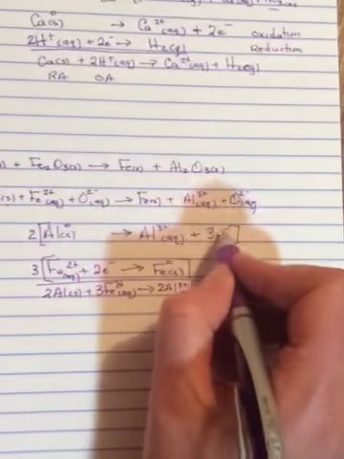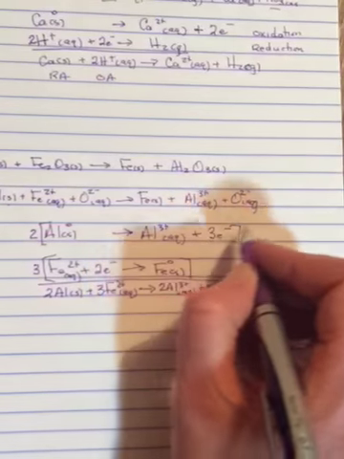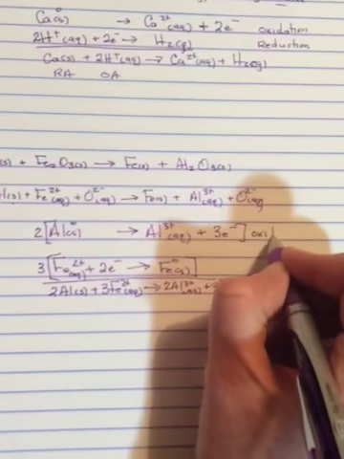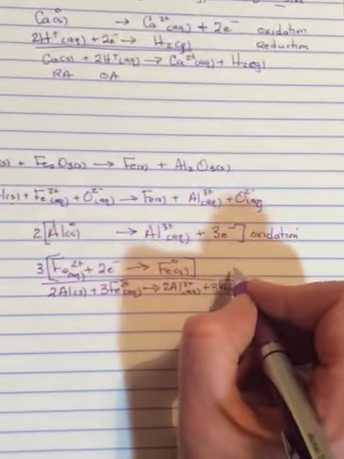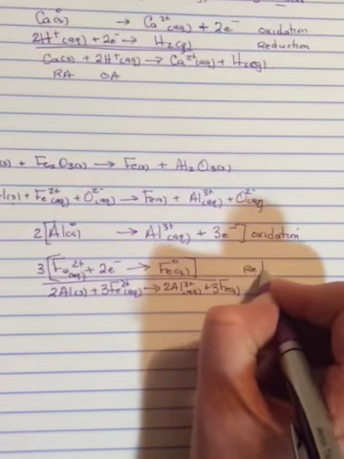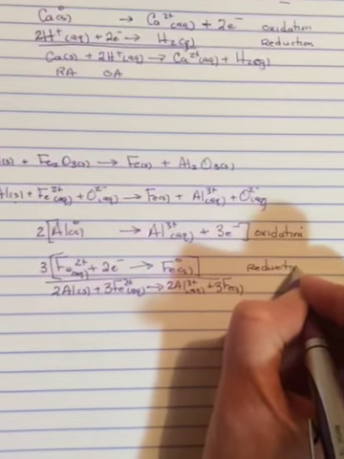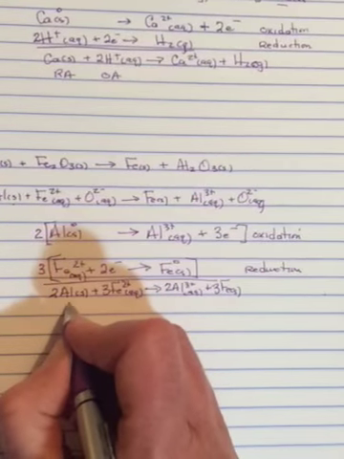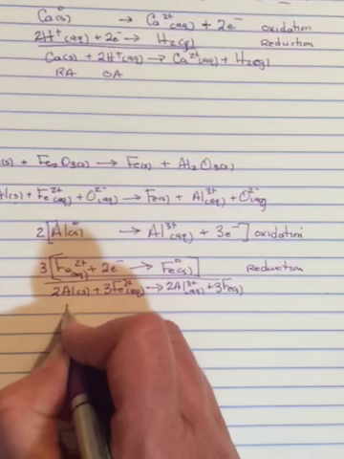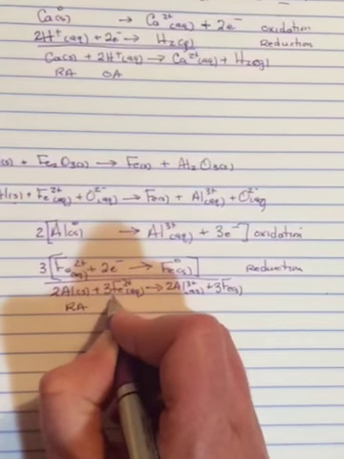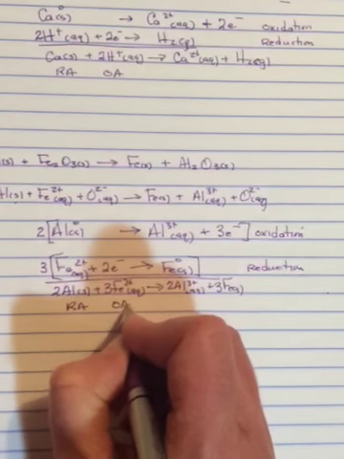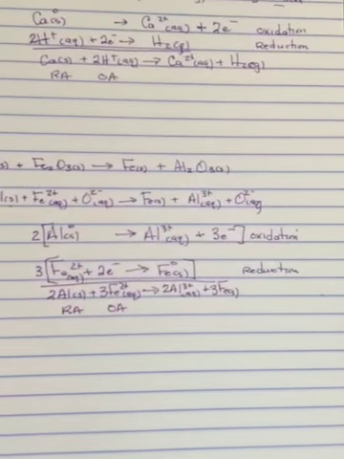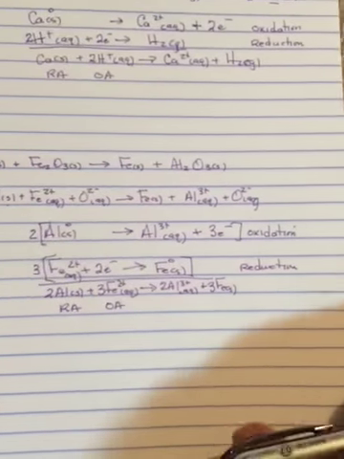So the aluminum is losing electrons. They're over here on this side. So that means this is oxidation. The iron is gaining electrons. So that means this is reduction. And then down here, Al was oxidized, which means it must be the reducing agent. Iron was reduced, which means it must be the oxidizing agent. And that is number 3 and 4, C and D.